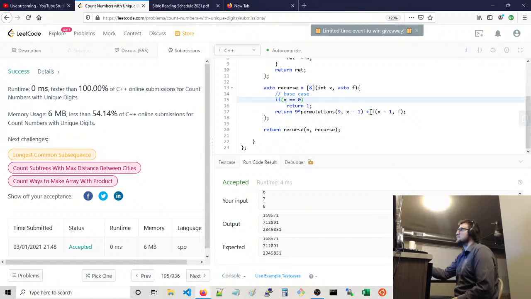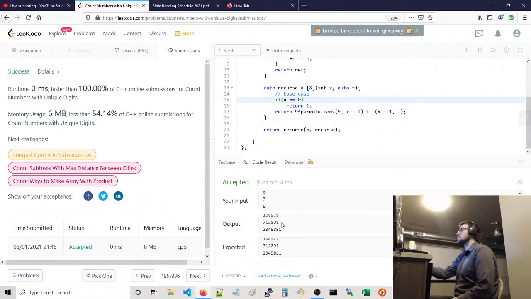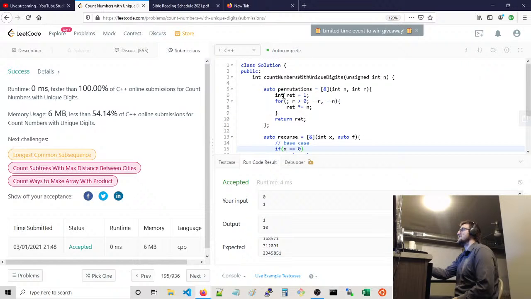It's good. But yeah, the people who did it without very much memory, by the way, are people who basically computed all the numbers and then just returned each one in a switch statement. You could do 100% memory on this too. So yeah, pretty interesting question. I really like this one.